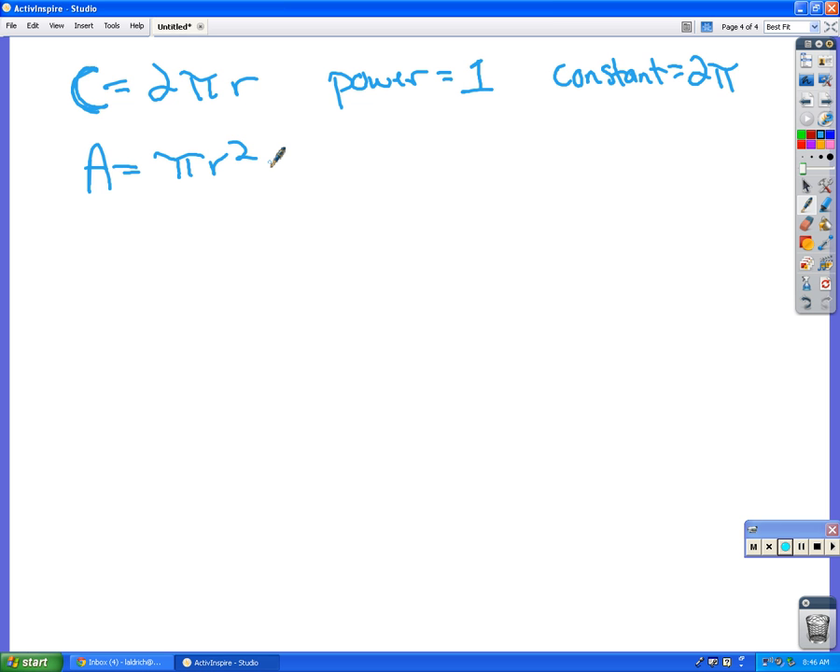How about A equals pi r squared, which is the formula for area of a circle. The power is now 2 and the constant is pi. Okay, this is one that you're probably not familiar with.